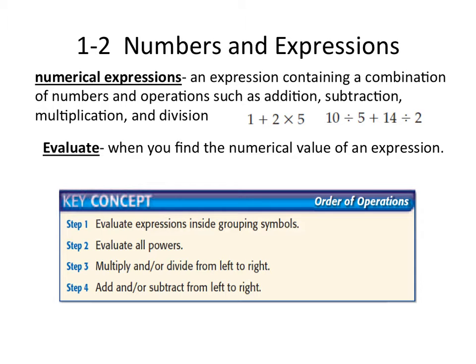Numerical expressions are expressions containing a combination of numbers and operations such as addition, subtraction, multiplication, and division. You can see the two examples in front of us right here have a combination of numbers and operations. The one thing they don't have is an equal sign. That is something entirely different. Expressions do not have equal signs.